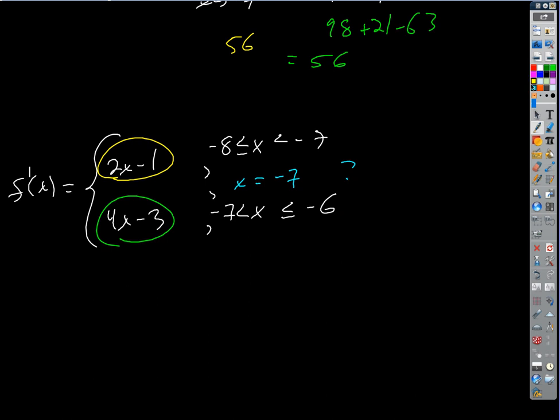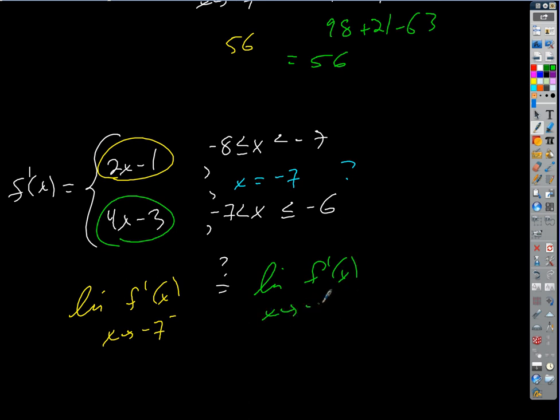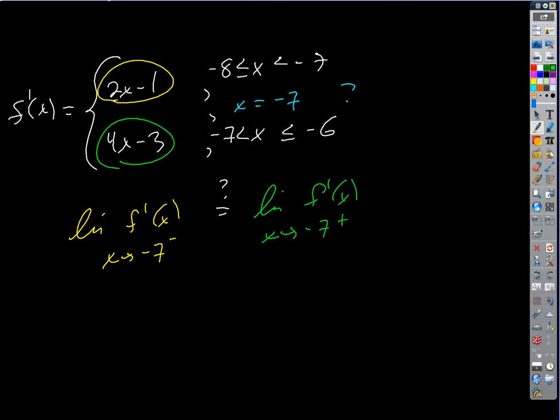So we'd have to do a limit of f prime as x approaches negative 7 from the left and see if that's equal to the limit of f prime as x approaches negative 7 from the right. Those are easy ones to take. As I approach negative 7, what's the limit of the top derivative function?